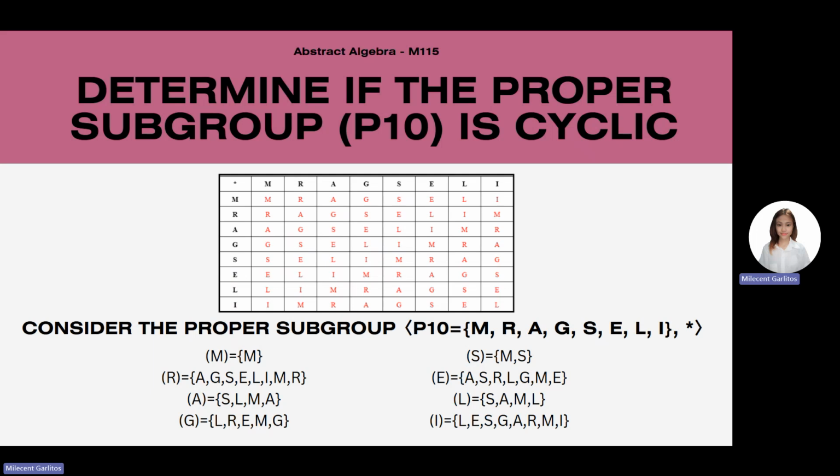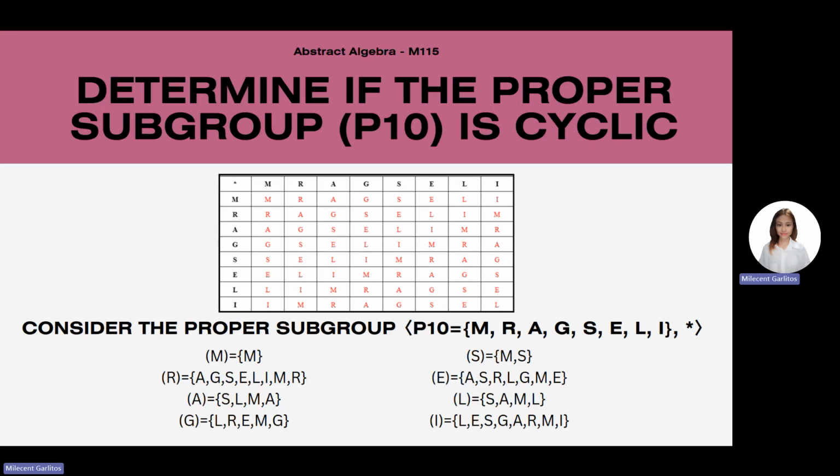Determine if the proper subgroup P sub 10 is cyclic. Consider the proper subgroup P sub 10, which is the set of M, R, A, G, S, E, L, I under binary operation star. M generates M, R generates A, G, S, E, L, I, M, R. A generates S, L, M, A. G generates L, R, E, M, G.